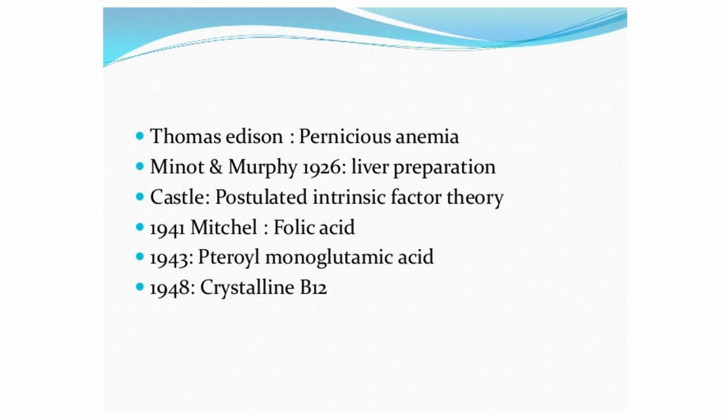Now, I start with the topic. This is just a history. It started with pernicious anemia. Then somebody discovered that a liver preparation made the patient all right. Then some postulated an intrinsic factor, which is secreted by the parietal cells of the stomach. Then somebody added that it is treated with folic acid. But this is the same thing. And then B12.